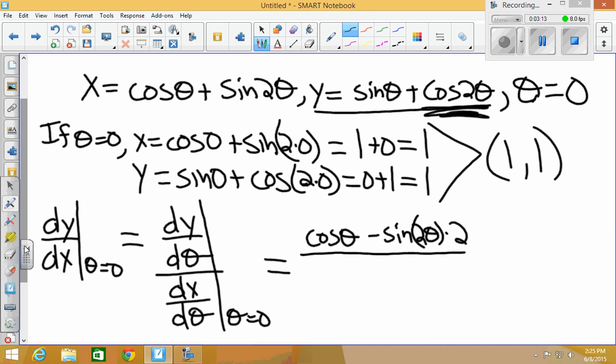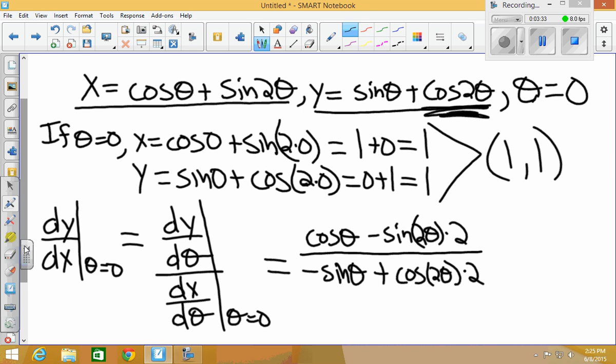Okay, we divide that by the derivative of x with respect to theta. x is equal to the cosine of theta plus sine of 2 theta, so its derivative is negative sine of theta plus cosine of 2 theta times 2. And we're going to evaluate this derivative when theta is equal to 0.